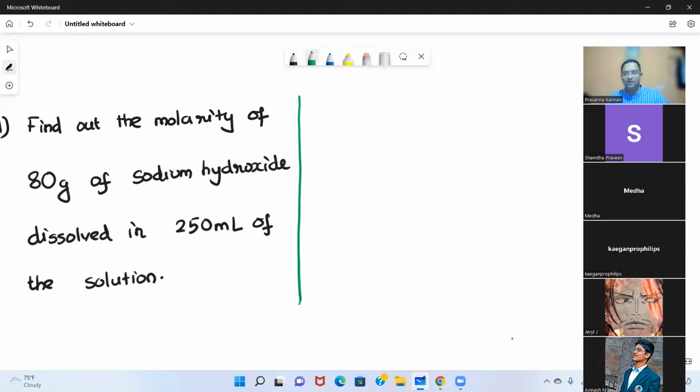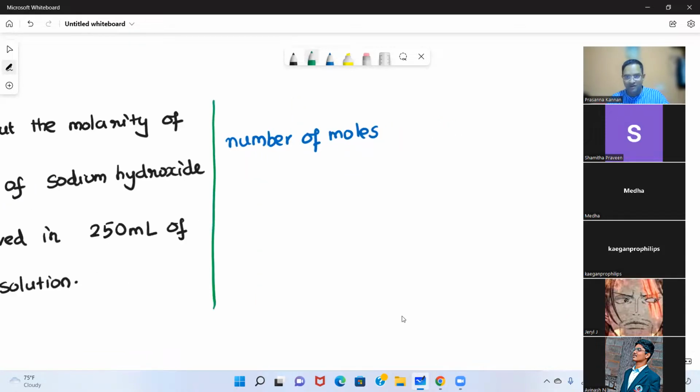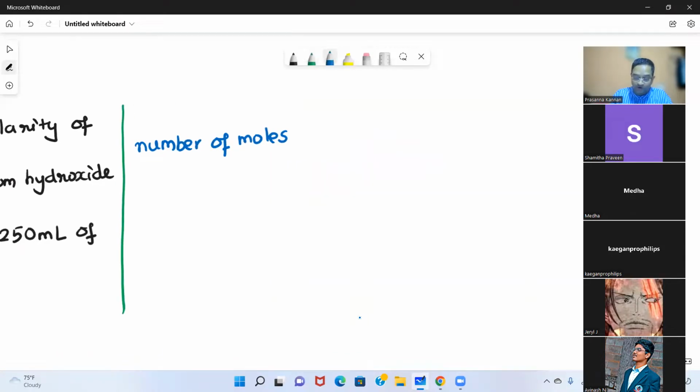So first I would recommend you to find out the number of moles. Now I think you are masters in finding out the number of moles. What is number of moles? Given mass divided by molecular mass. What is the given mass? 80 grams. So given mass must be in grams. Okay. If it is not, you should convert it into grams. So given mass is 80. I'm not writing the formula right now because we already know the formula for number of moles and we have discussed it quite a few times. Divided by molecular mass of sodium hydroxide.